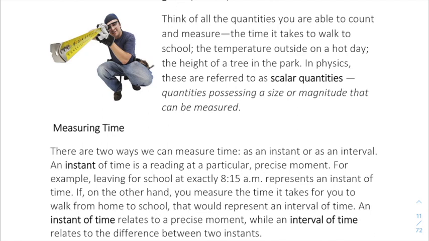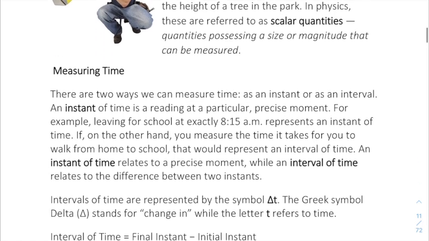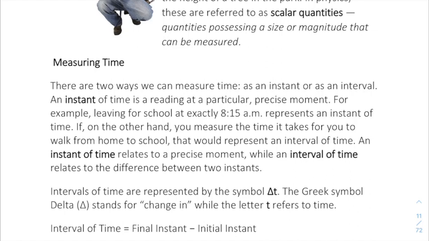This measurement does not have to be directional. For example, measuring time is also a scalar quantity because it can be measured. There are 2 ways to measure it. You can measure it as an instant or as an interval. An instant of time is a particular reading at a precise moment. For example, if you leave school at 8:15 a.m., that's an instant of time. It doesn't tell you how long. It doesn't tell you the length of a duration. It just tells you a specific time. In 60 seconds, I'm going to say this, right? So that's also an instant.